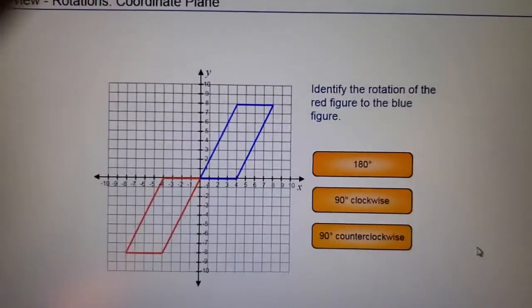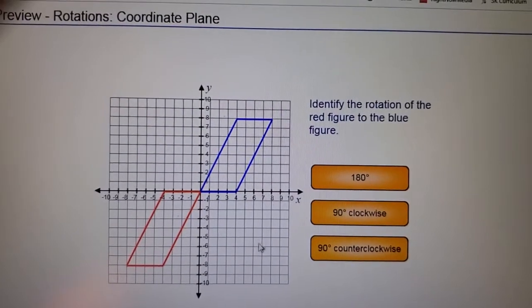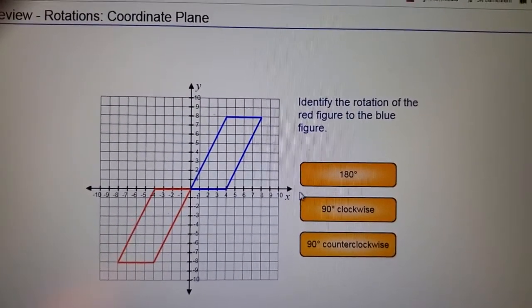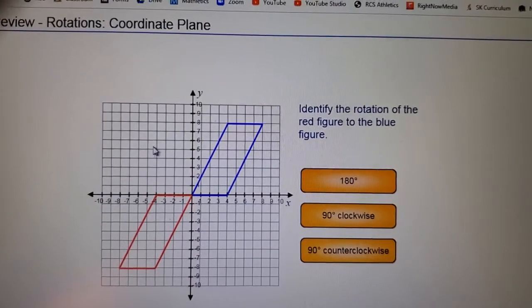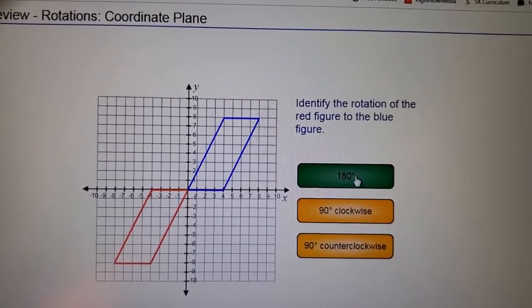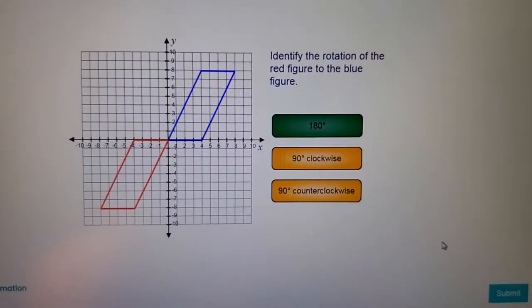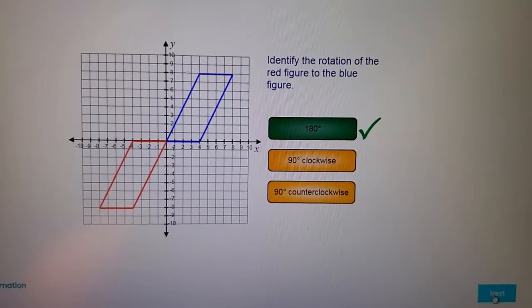One last one. This is 180 degrees. It's moved not the next quadrant over, but 2 over. Either way, it doesn't matter which way you go. This way, this way. It doesn't matter if you go clockwise or counterclockwise, you're going to end up in the same spot with a 180 degree rotation.